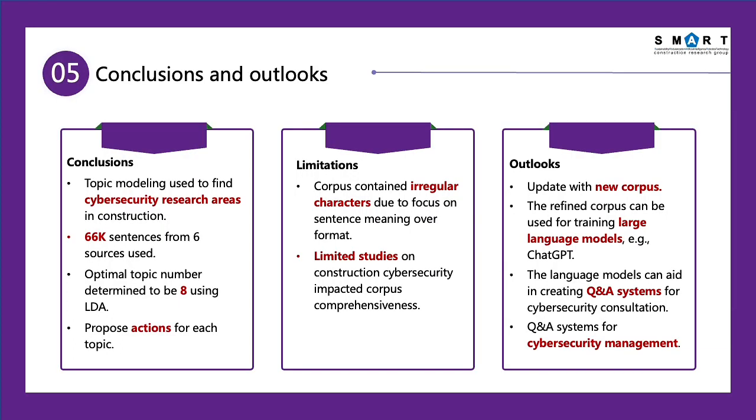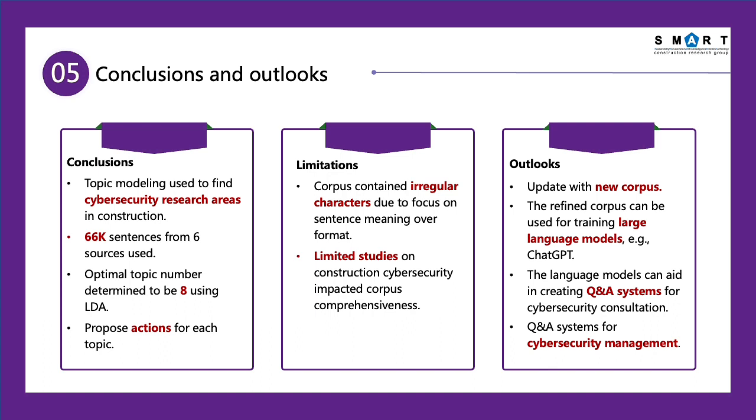To conclude, we use topic modeling to identify cybersecurity research areas in construction. Our corpus consisted of 66,000 sentences from 6 sources, and we determined the optimal number of topics to be 8 using LDA topic modeling. For each topic, we have proposed actionable steps.